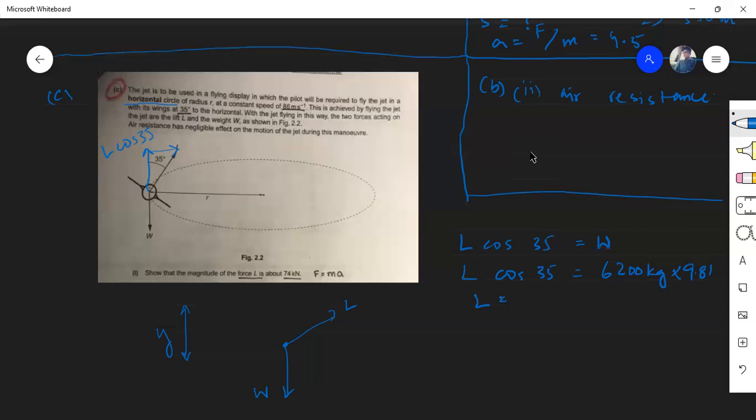Let me find my calculator real quick. 6,200 times 9.81 divided by cos of 35. This gives us the answer 74,250 newtons. So we can approximate this to L equals 74 kilonewtons.